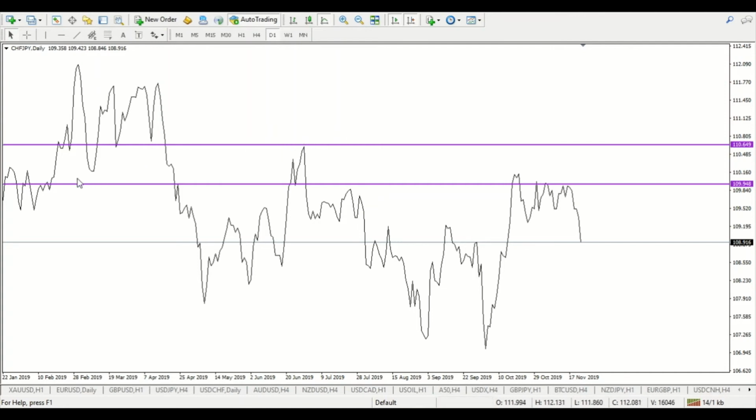Alright, so now that we have two resistance levels, let's look for support levels. One of them I might want to place over here where there is 1, 2, and 3 over here. So I might just move it, make it around 109.25.